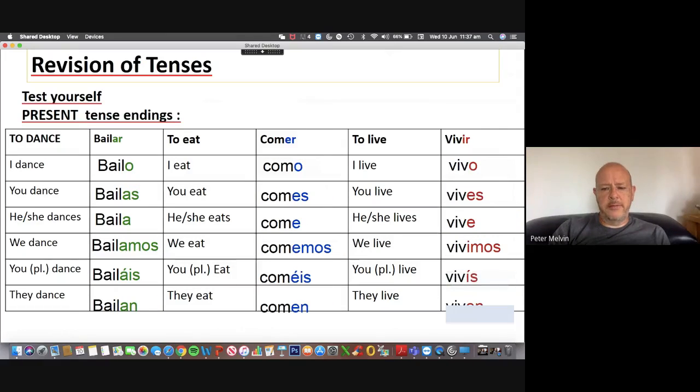So as we can see, first person always ends in o for regular verbs. So bailo is I dance, como is I eat, and vivo is I live, right? Nice and simple. If you follow that pattern and you learn it, I don't see where you can go wrong. It's just a matter of learning the pattern, all right? So we're going to carry on.